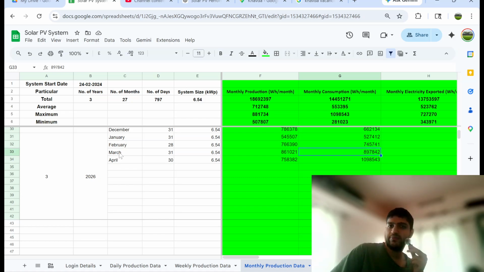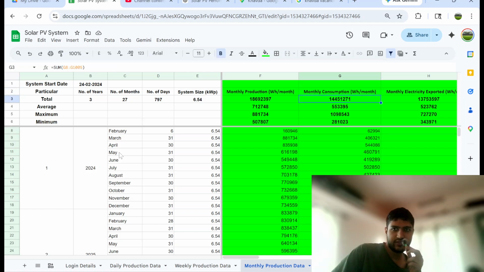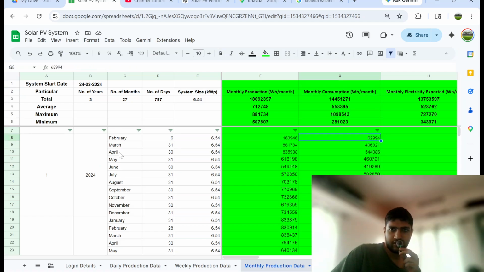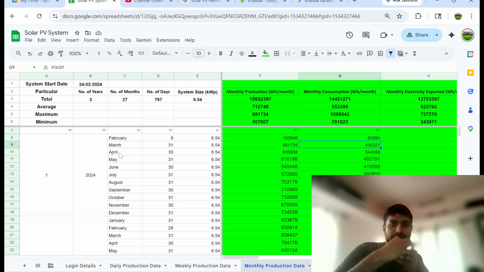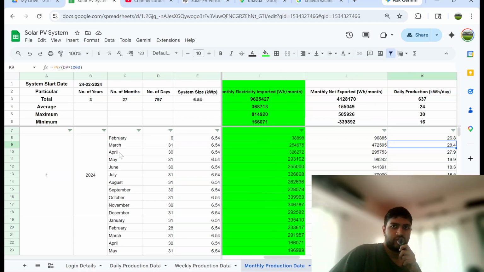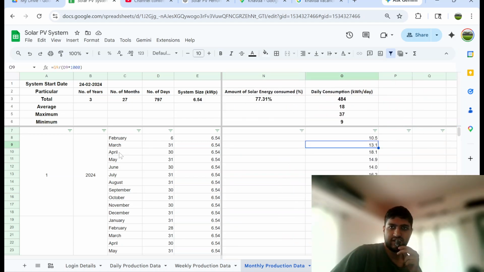Whereas when I put the plant, it was just around 406 kilowatt hour. Now it is 1.1 megawatt. That's about 8 times, I think, an increase over the course of 2 years itself. So the payback period also will be less if we calculate it.